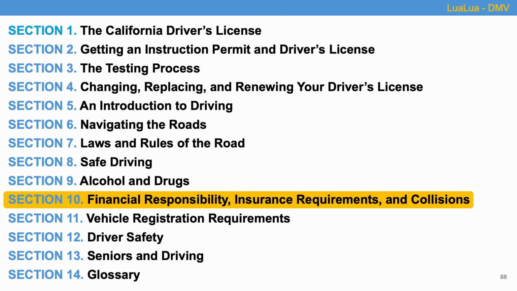Section 10. Financial responsibility, insurance requirements, and collisions. You must have your proof of financial responsibility, insurance, when you drive and for a driving test. If you get into a collision, you must show proof to the other drivers involved in the collision. Insurance requirements. Your insurance must cover at least $30,000 for a single death or injury, $60,000 for death or injury to more than one person, $15,000 for property damage.